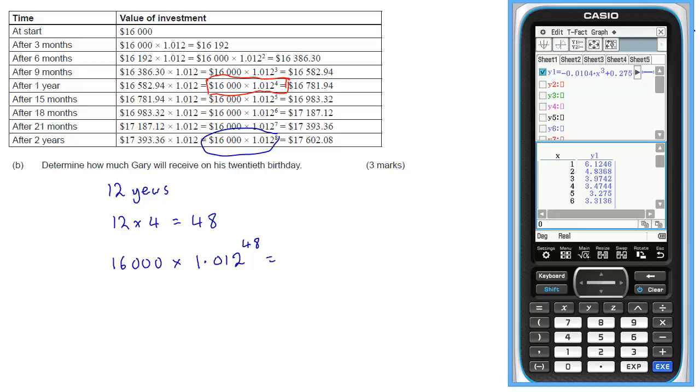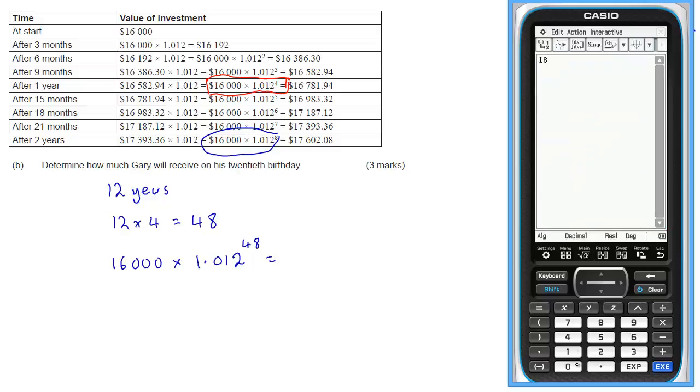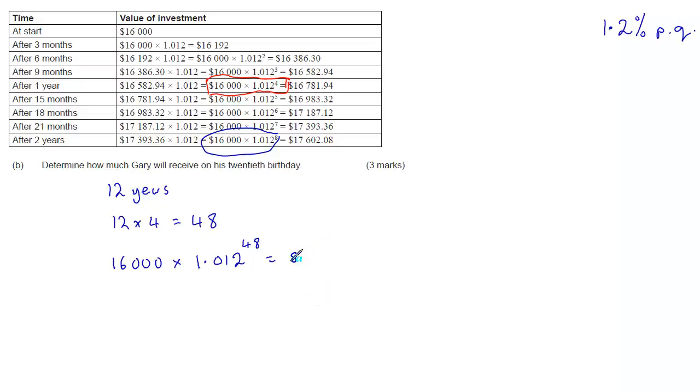Let's go back to main. So 16,000 times 1.012 to the power 48. And we want to give this in dollars and cents, so that's $28,365.12 if we round it. So we can say $28,365.12.